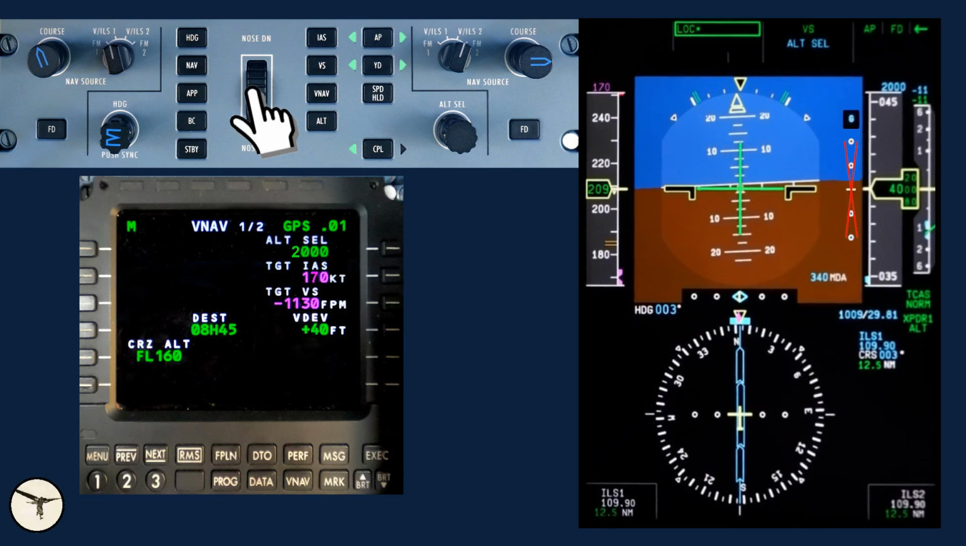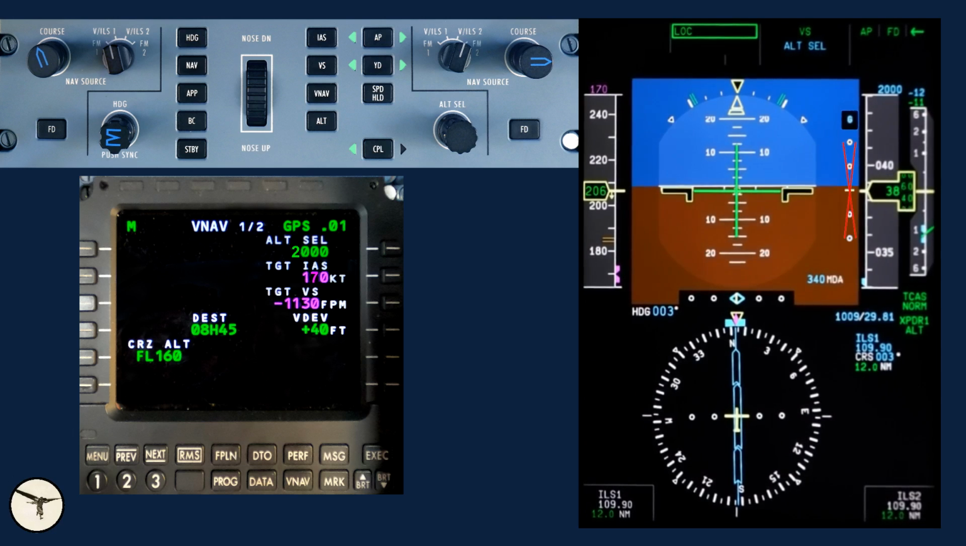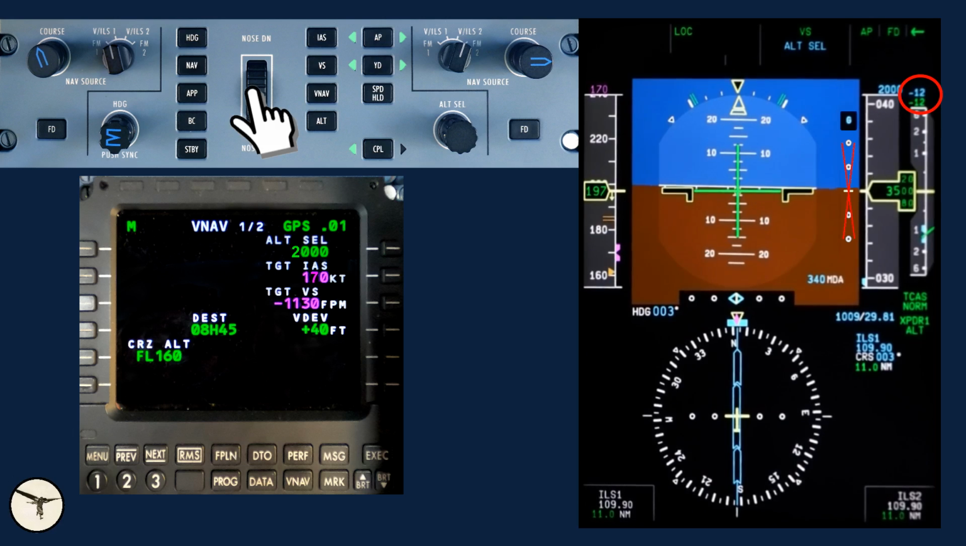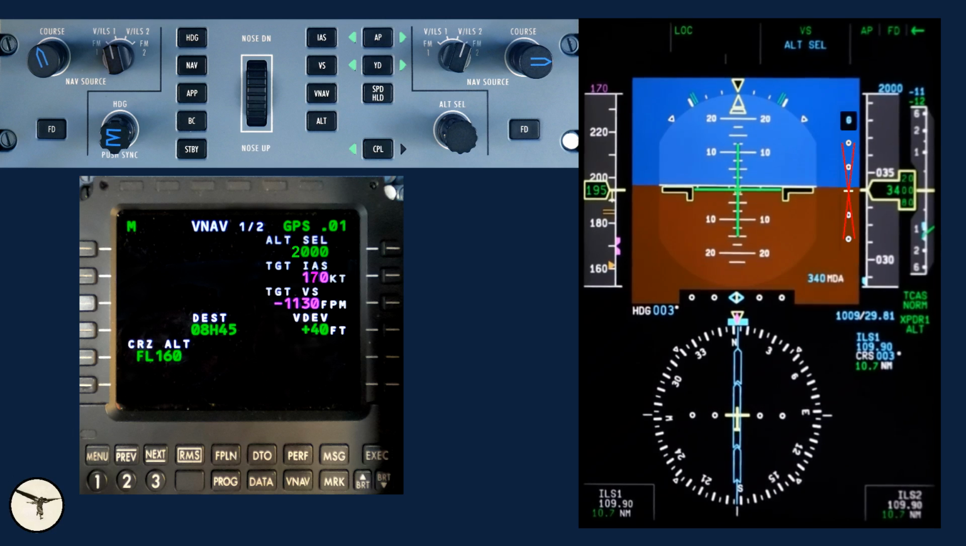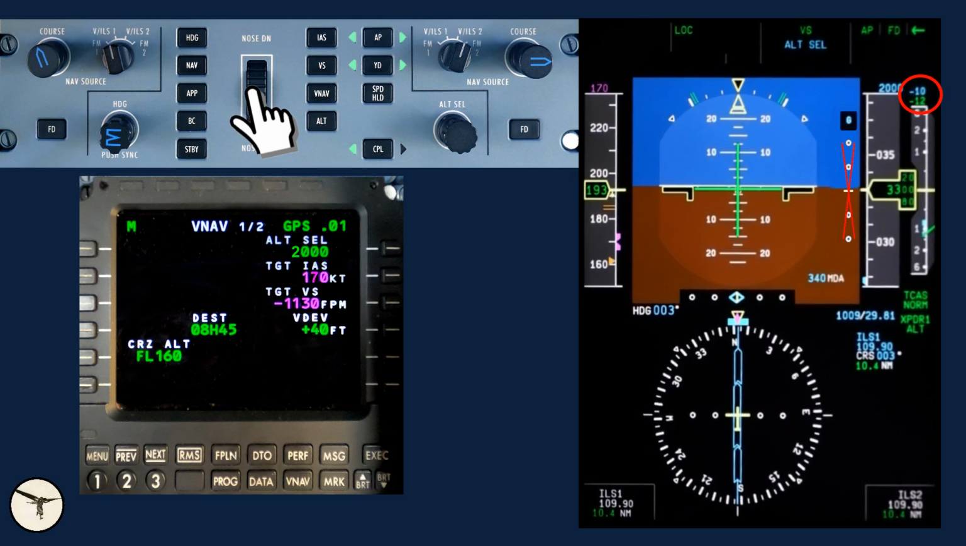Pilot flying will open the VNAV page on the MCDU and follow the target vertical speed. Check the vertical deviation and make adjustments to the vertical speed accordingly. As the ground speed is decreasing, we must reduce the vertical speed.